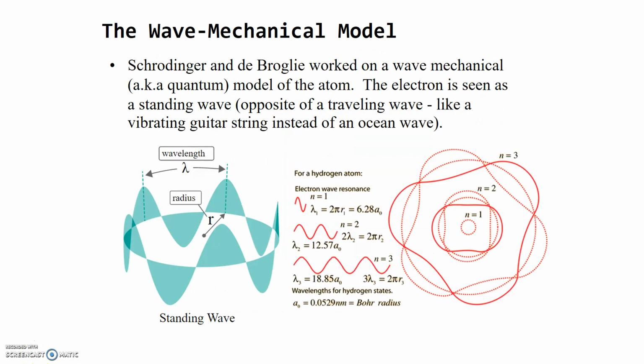Very quickly, and not really relevant to AP Chem, but interesting nonetheless, is the wave mechanical model. During the discovery of quantum and all things about it, Schrödinger and deBroglie worked on a wave mechanical model. The electron is seen as a standing wave as opposed to a traveling wave, more like a vibrating guitar string instead of an ocean wave, and did lots of studies to describe the electron in such a manner.